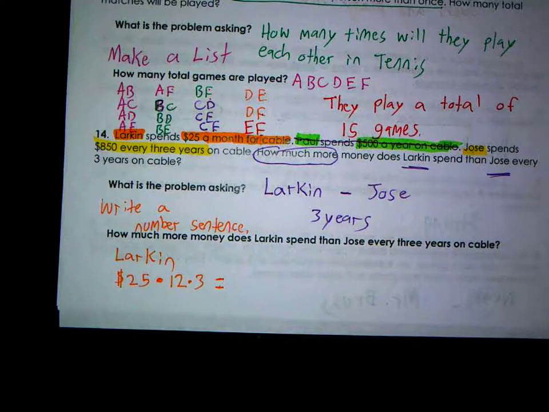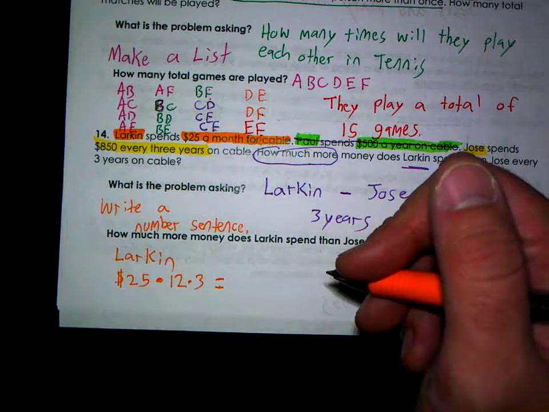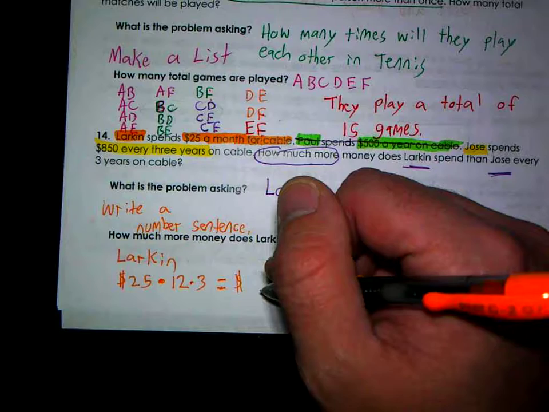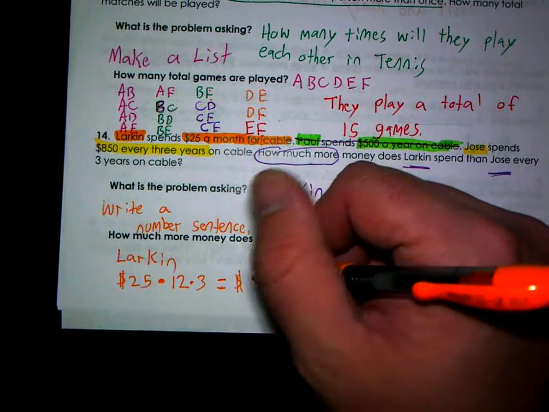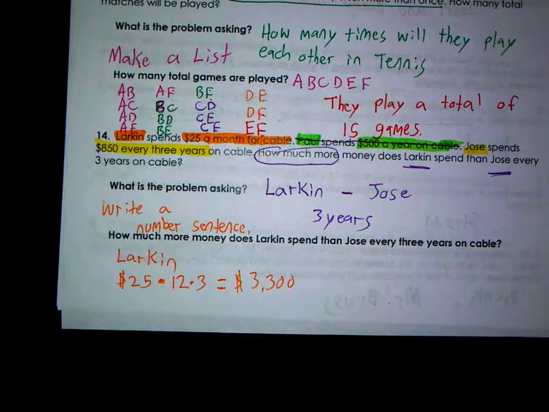Can you see it? What is it? $3,300? Did you say 3300? Is that what you said? Okay. $3,300, a third of a car on cable.